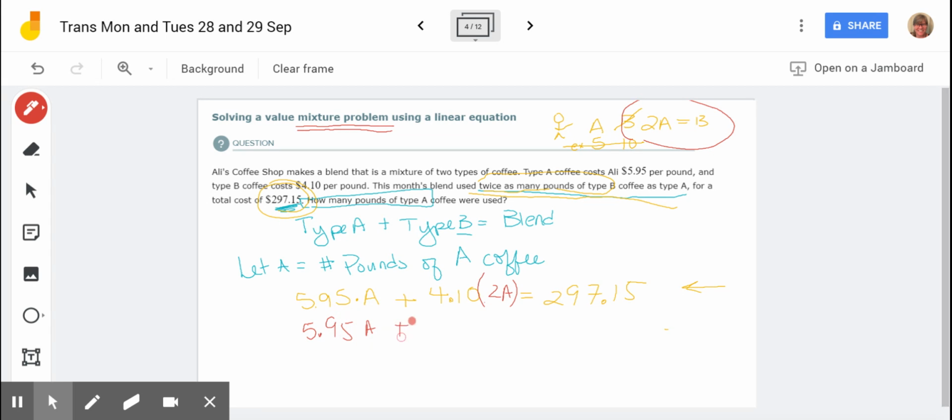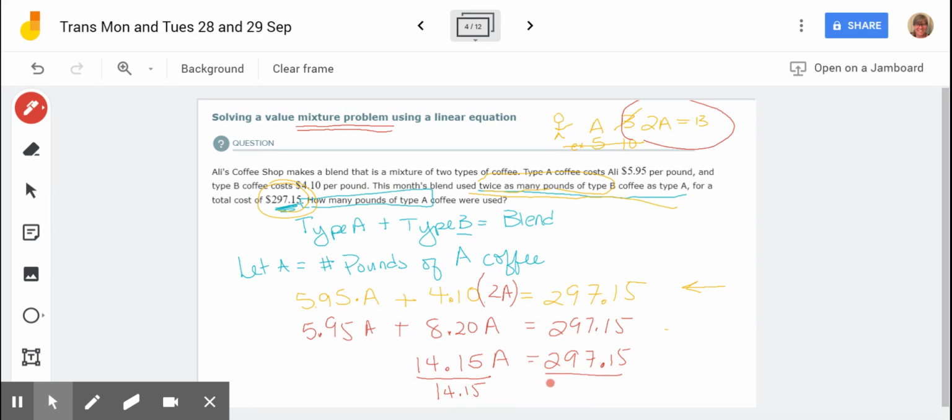So we get 5.95A plus, now you need to multiply these two. $4.10 times 2 is $8.20 A equals 297.15. Then you add these together and you will get A. 0 plus 5 is 5. 2 plus 9 is 11. Carry the 1. 8 plus 6 is 14. So 14.15A equals 297.15. And now you need to divide both sides by 14.15.